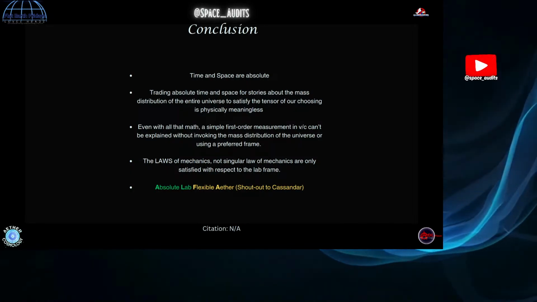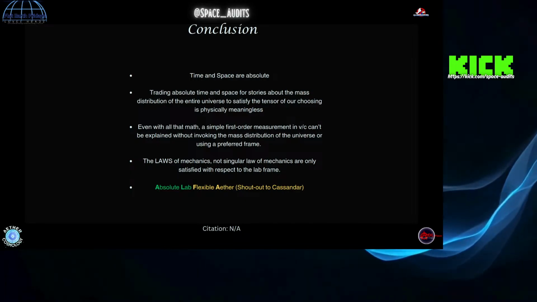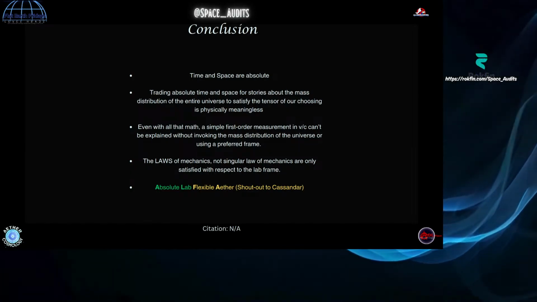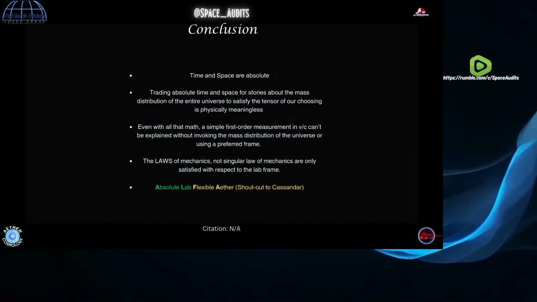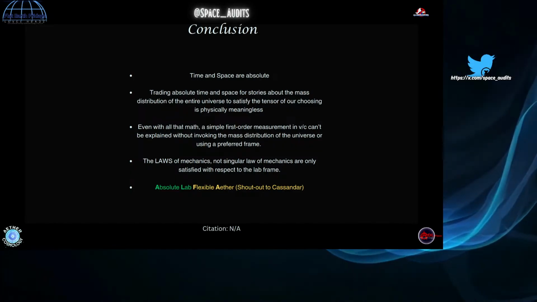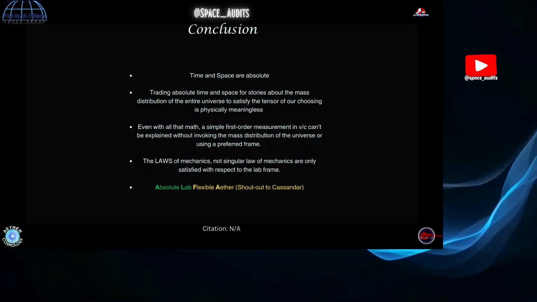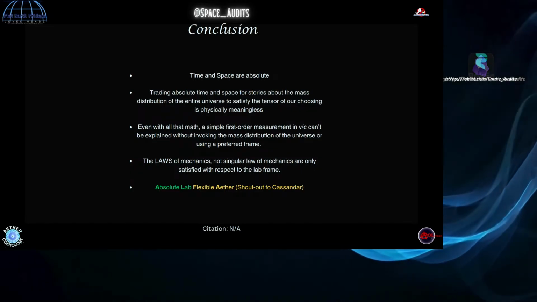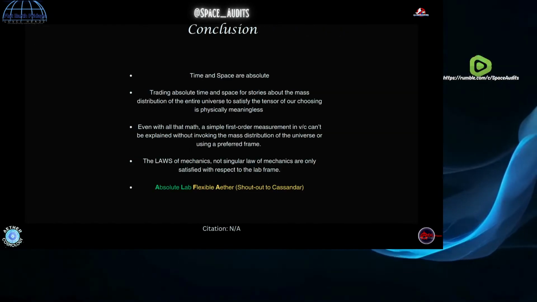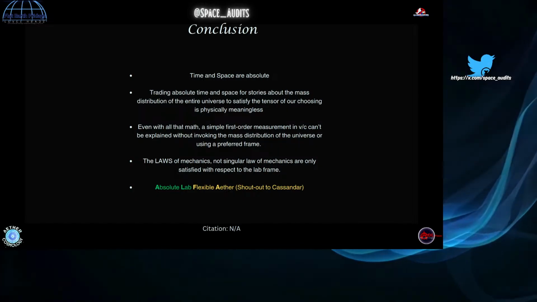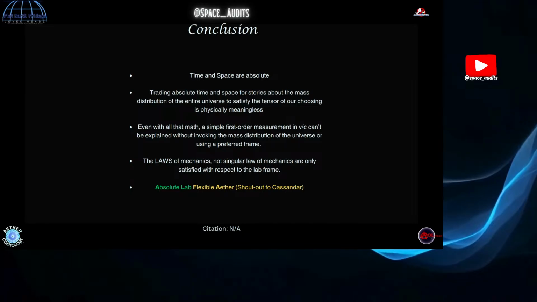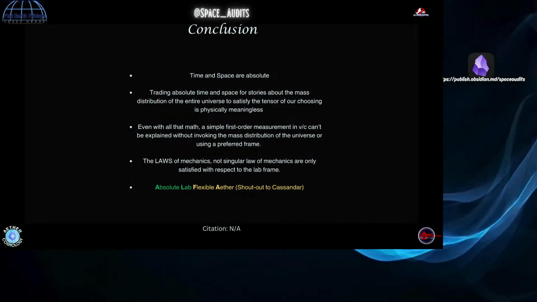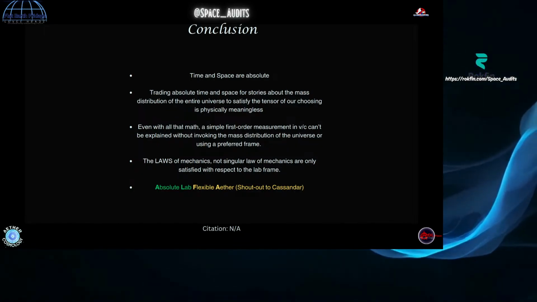The laws of mechanics are not singular, right? And they're only satisfied with respect to the lab frame, as we showed earlier when we went over the different scenarios with the bike, the juggler, the train, the hiker, and the bucket of rotating water. So shout out to Cassander, who proposed the absolute lab frame with a flexible ether, meaning the velocity measurements made with an interferometer, whether a right angle interferometer or a closed loop, are measuring a dynamic ether wind with respect to a stationary Earth, meaning the ether is in motion and the Earth is stationary.